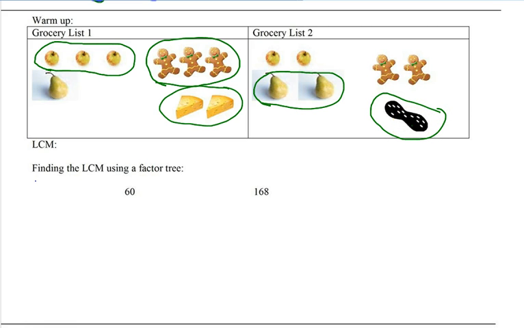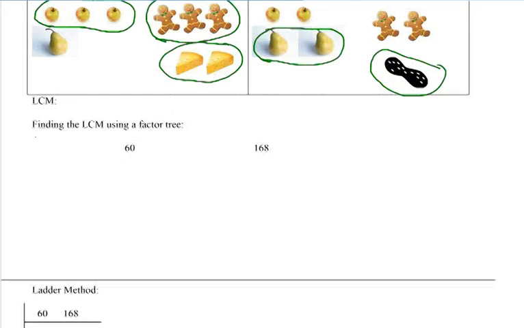This is how you find the LCM. You have to have all the parts of all the numbers, but you don't want to double count them. So you go through and you pick the biggest. So what we have to do is find the parts of the number, and that's our factors.